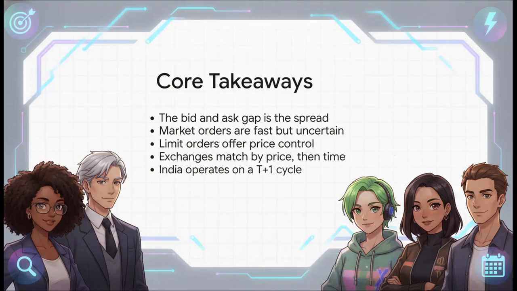Okay, let's lock in the core mechanics we've covered today. Number 1, the gap between the highest buyer's bid and the lowest seller's ask is the spread. Respect it, it tells you exactly how liquid a stock is. Number 2, market orders guarantee speed, but they leave your final price totally uncertain. Number 3, limit orders give you total control over your price, preventing those hidden slippage costs, which makes them absolutely ideal for beginners. Number 4, the exchange matches everyone fairly, by price first and then by time.